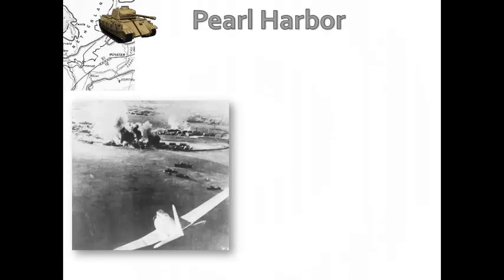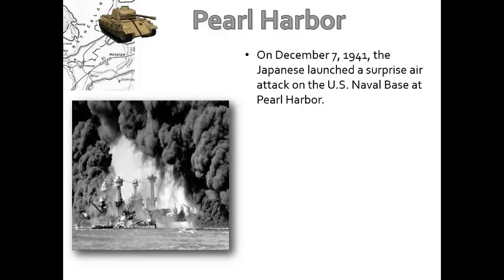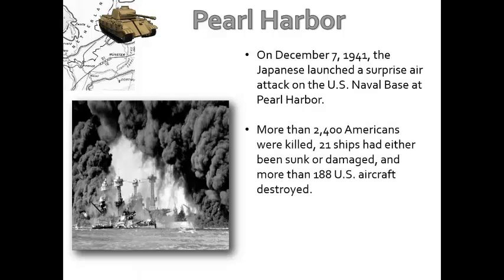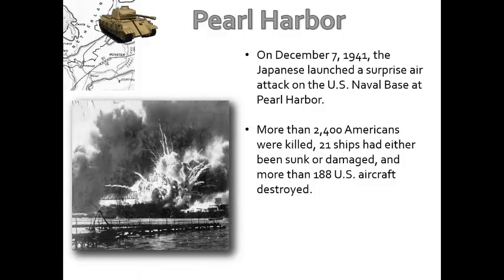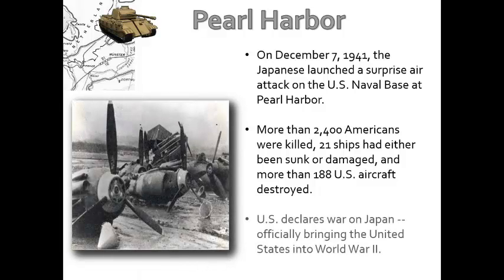On the morning of December 7, 1941, the Japanese launched a surprise air attack on the U.S. naval base at Pearl Harbor in Hawaii. After just 2 hours of bombing, the Japanese airstrike left chaos, 2,400 dead, 188 destroyed planes, and a crippled Pacific Fleet that included 21 damaged or destroyed battleships. The attack at Pearl Harbor so outraged Americans that the U.S. abandoned its policy of isolationism and declared war on Japan the following day, officially bringing the United States into World War II.